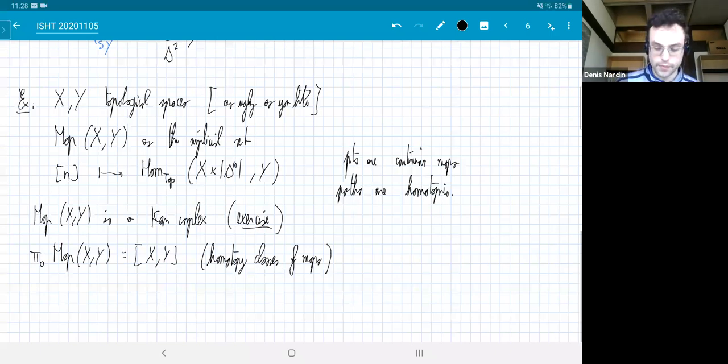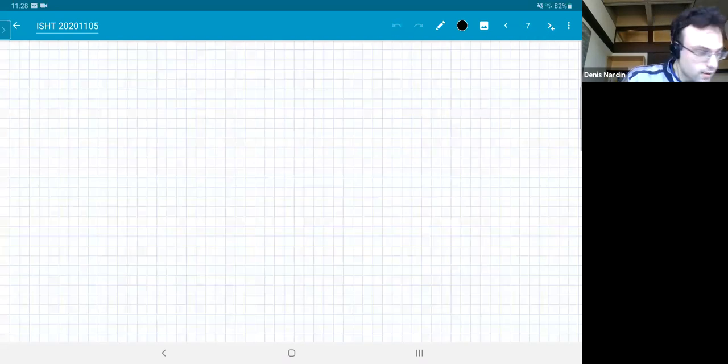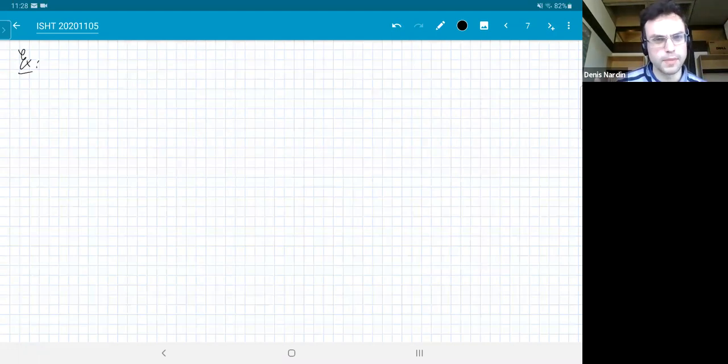And on this topic, I want to give you a slightly similar example that shows actually the power of this thing. Because this was kind of a stupid example, because for compactly generated spaces, it's just Sing of something. So you don't really need Kan complexes to make these, but okay.